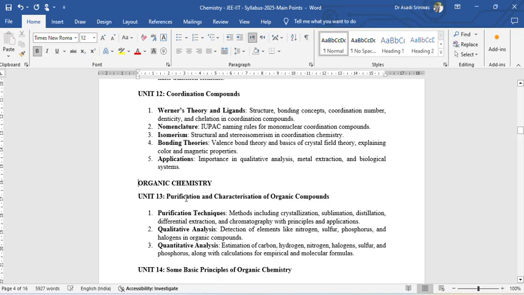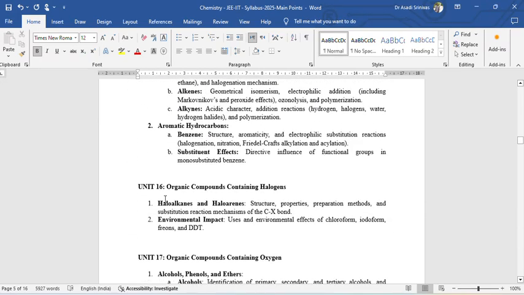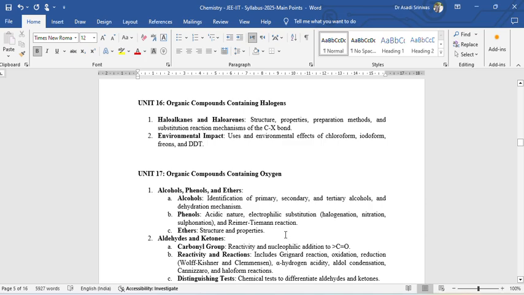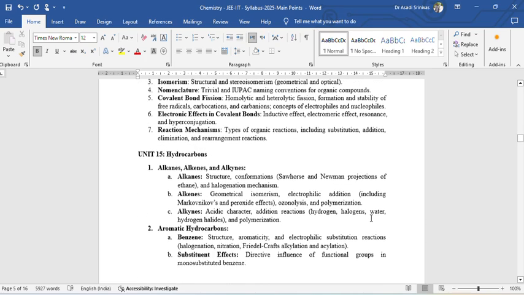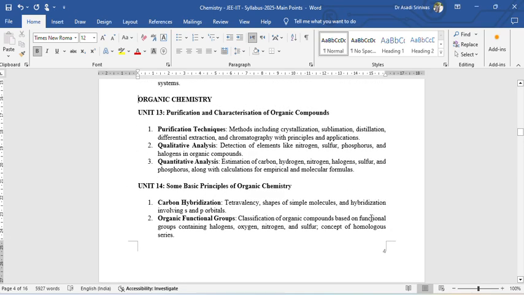are discussed in this topic. And coming to organic chemistry, there are about 8 chapters. The chapter on purification and characterization of organic compounds: how to purify these compounds? What are the various techniques? These include crystallization, sublimation, distillation, differential extraction, and chromatography, and each separation technique has its own principle and applications.